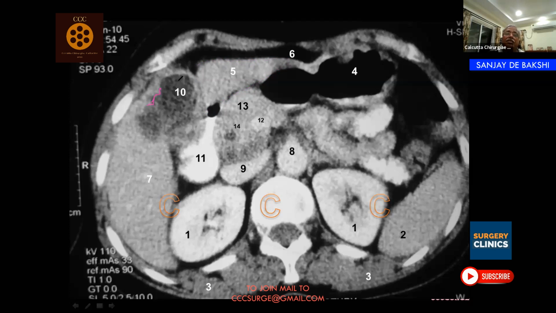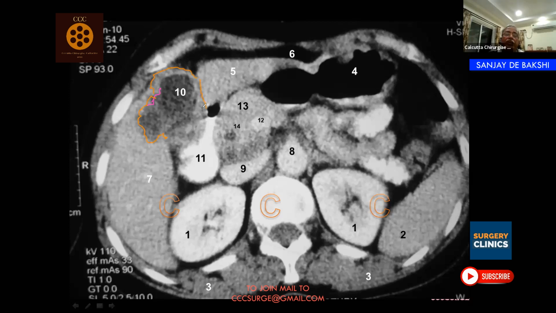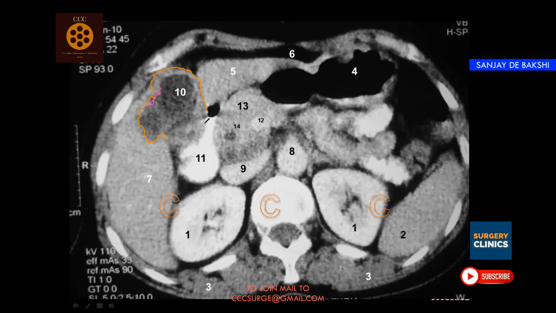Let me choose a separate color. No, let me choose this color. You see that the gallbladder has a very irregular surface. It's infiltrated into the liver. What else is it infiltrating? What is number 11?